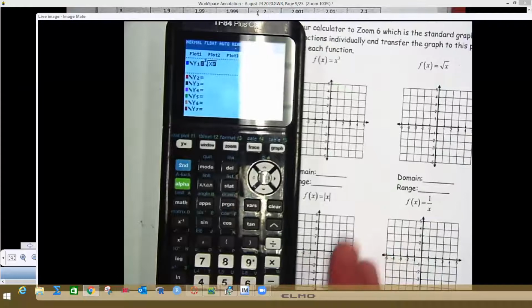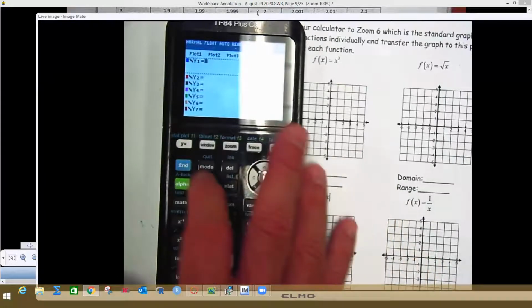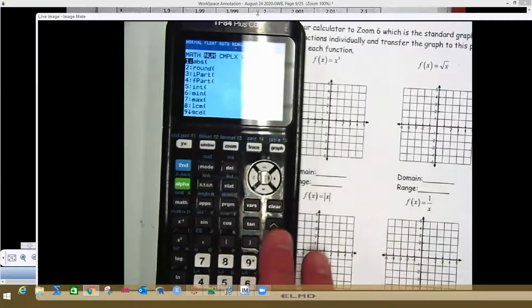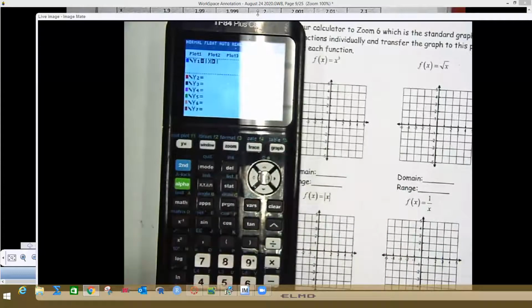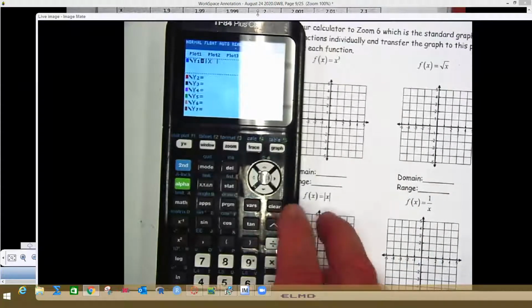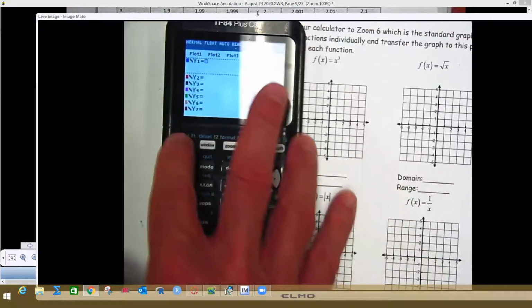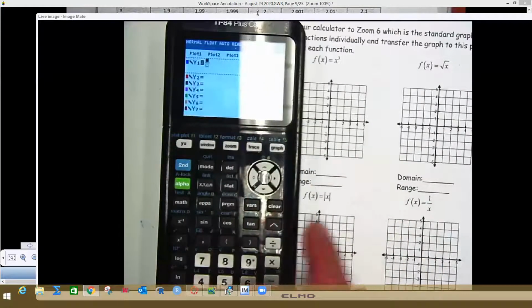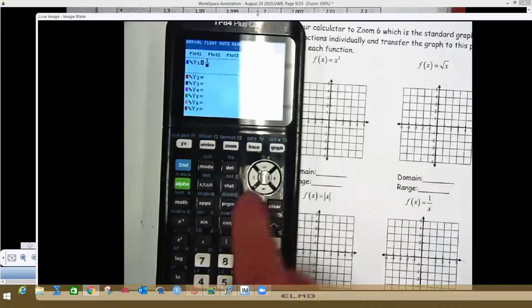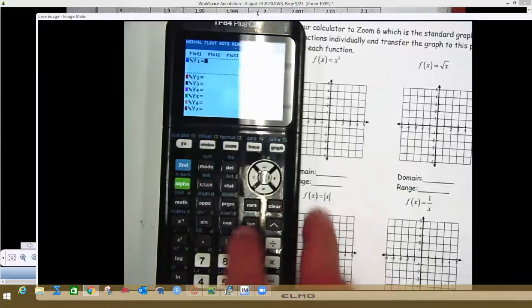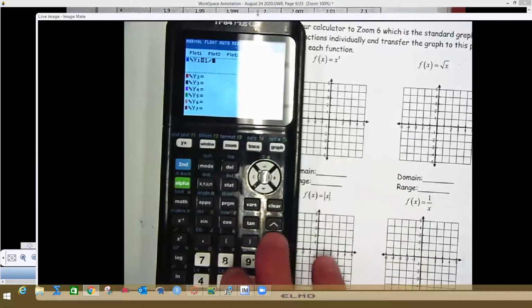The absolute value button is going to be math, arrow to the right to number, and then number 1 gives you the absolute value, and then hit the x, which is just to the right of the alpha. And then to do a fraction one, you hit alpha y equals 1, and that gives you a fraction. You put a 1 in the top and arrow down and hit the number by the alpha. For those of you with an old calculator, you just take 1 and hit divided by x, and that will be the same function.